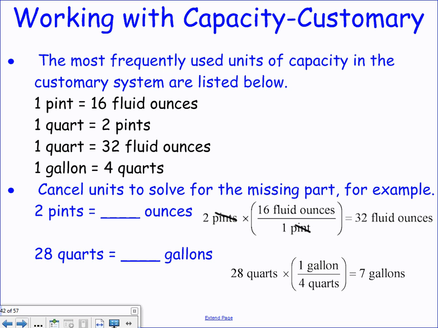The next one, 28 quarts to gallons. Well, again, I start with the 28 quarts. I know my conversion between quarts and gallons is 1 gallon is 4 quarts. So I have to put quarts on the bottom, again, so that they cancel out. And then 28 times 1 over 4 will give you 7 gallons. Okay? Again, that's just like taking 28 divided by 4 there.